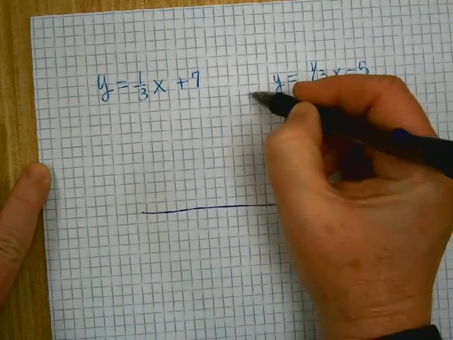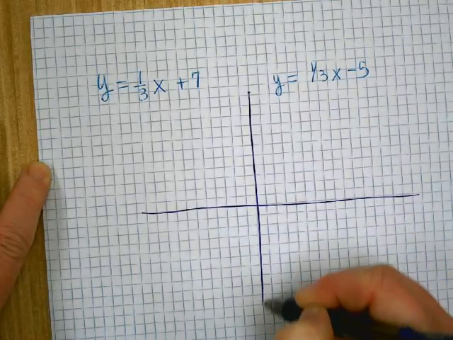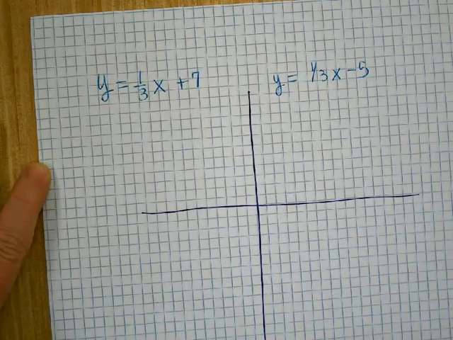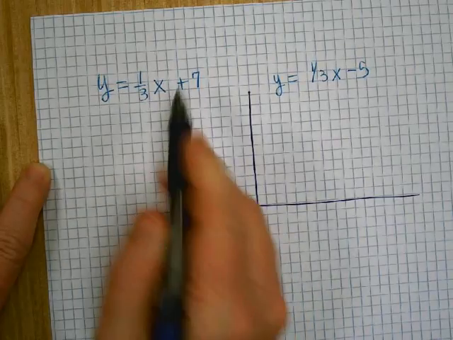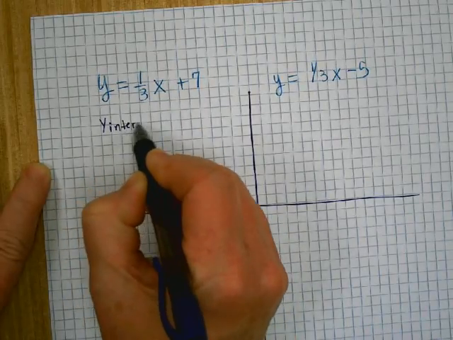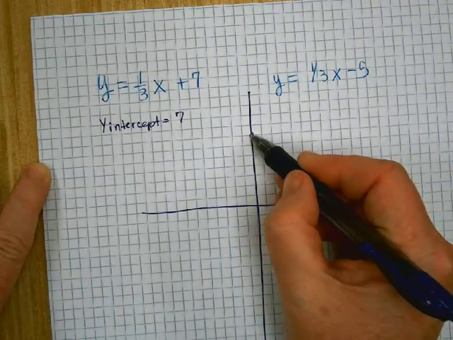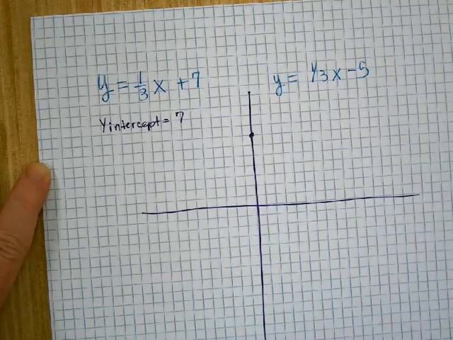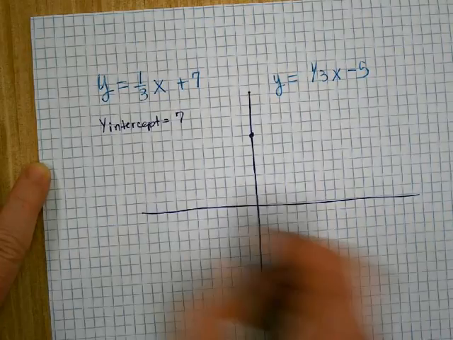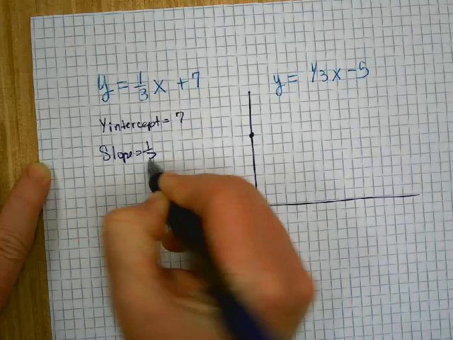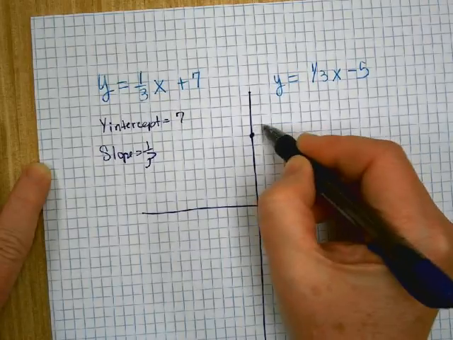Now, I'm not going to make a table. I think you can graph without making a table. Do you remember how to do that? How do you start the first one? Where do you go first? Well, you know beyond the shadow of a doubt that this is going to touch the y-axis at what? At 7. You know that point's on the graph, right? And then you know the slope. What's the slope? 1/3. So you're going to go up 1 and over 3.